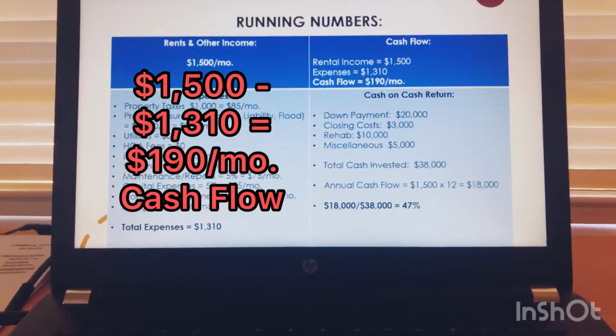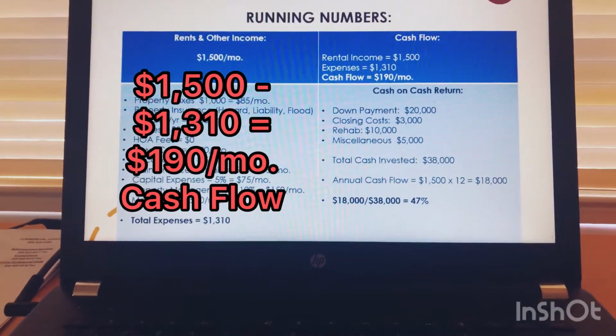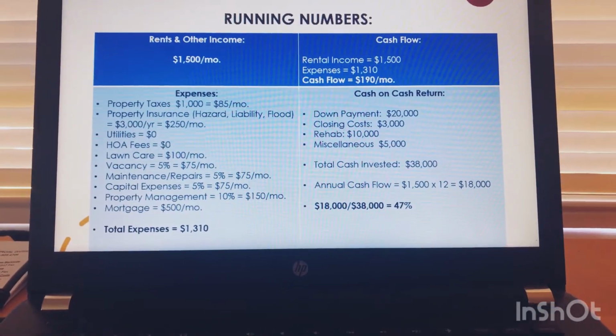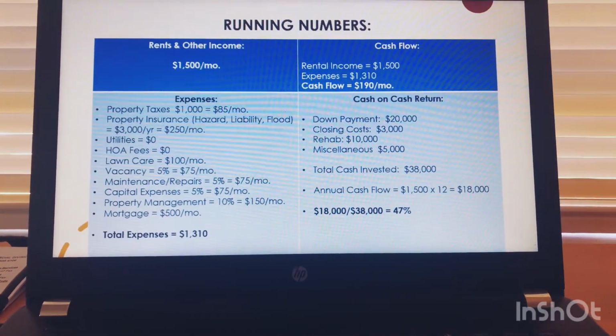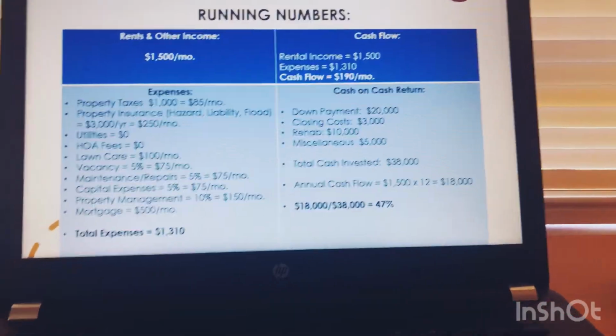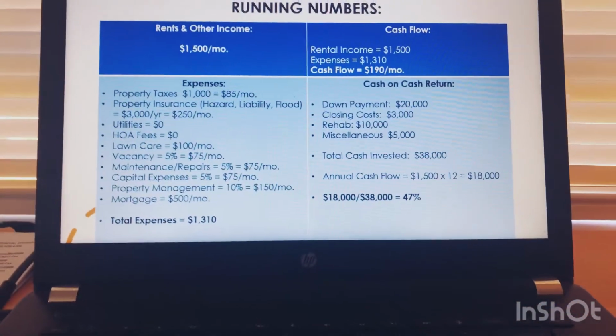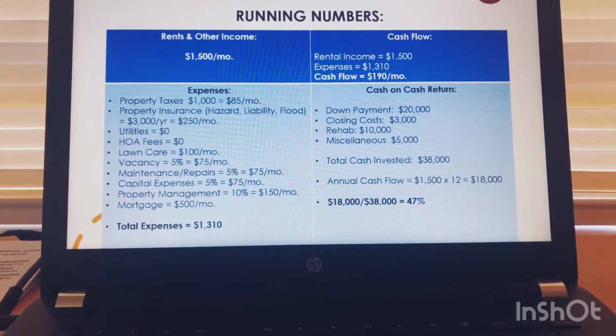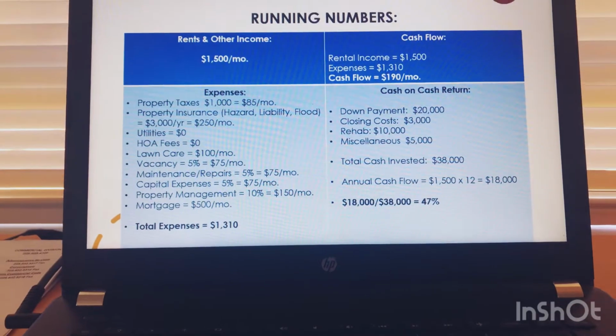Okay, and so some people will stop there and say, oh man, I can get this property to cash flow $190 a month, which means every month I'm going to put $190 in my pocket after I factor in all my expenses. To me, it's worth it. I think I want to try to buy this property. Okay, and there's nothing wrong with that. If that's all you're concerned about is cash flow, then great.